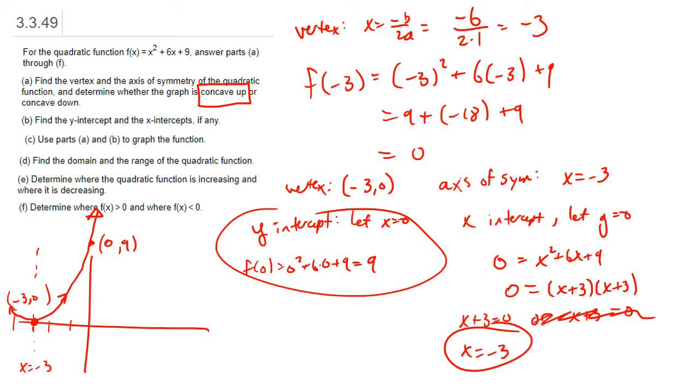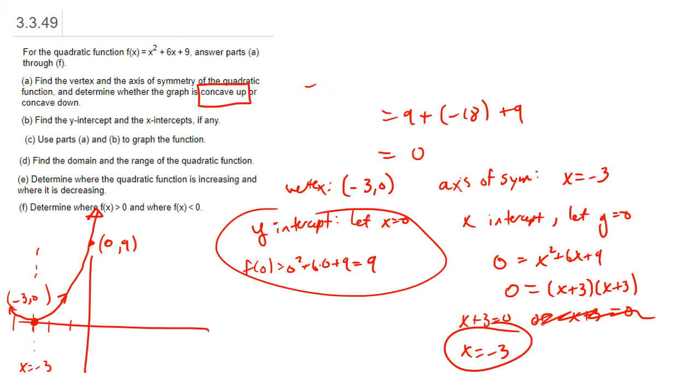Okay. Find the domain and the range. So the domain for any quadratic is all real numbers. The range, however, is not. We have an upward opening parabola, which means the range is everything bigger than or equal to the y-coordinate of the vertex. So the domain is all reals because every polynomial has domain of all reals, and quadratics are a type of polynomial. So for every quadratic function, the domain is all real numbers.